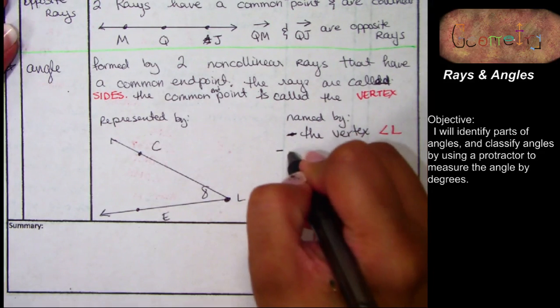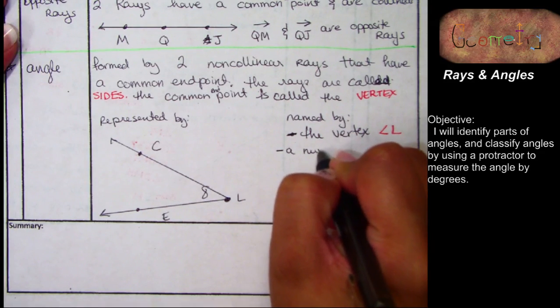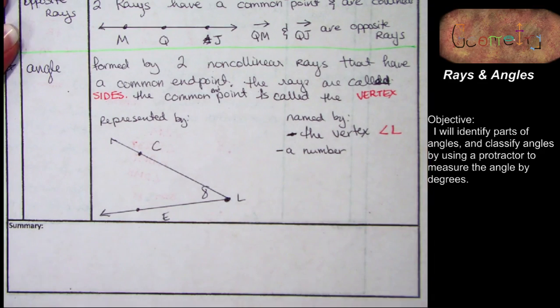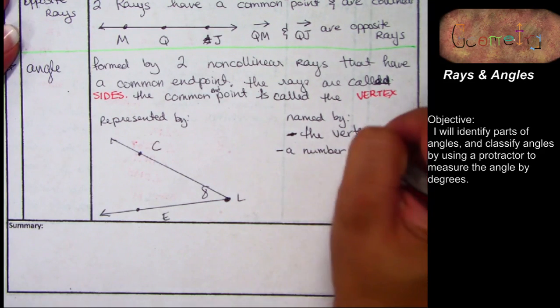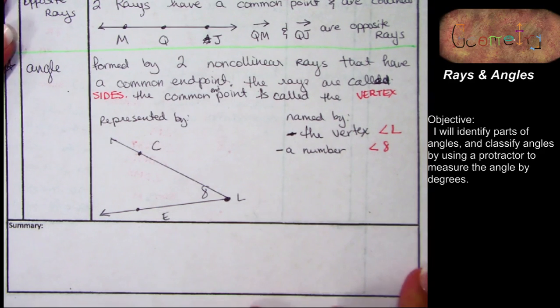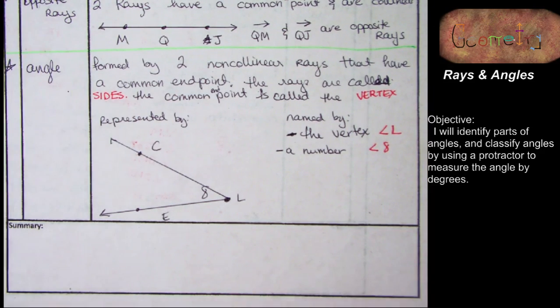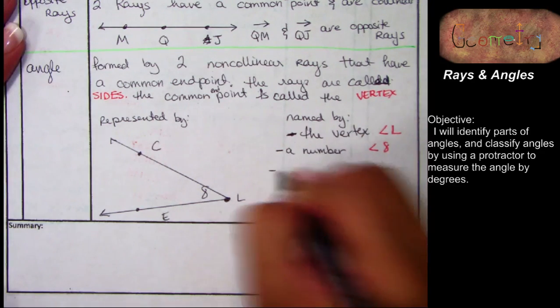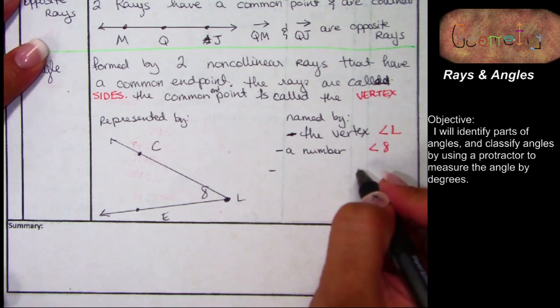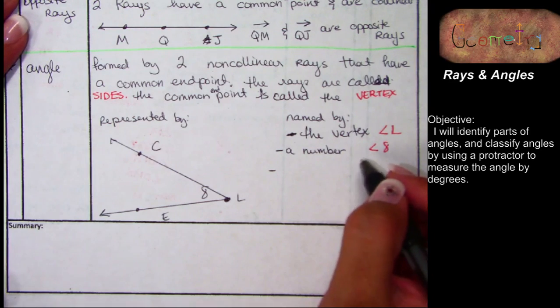You could also name it by a number. 8. Angle 8. Really powerful when you have a whole bunch of angles that you're staring at and you've numbered them all, and then you can just say which number angle you're talking about. Now, if you don't have them numbered and you have a whole bunch of angles, there's a third way.